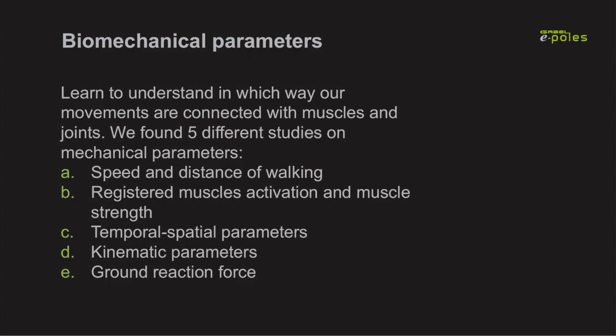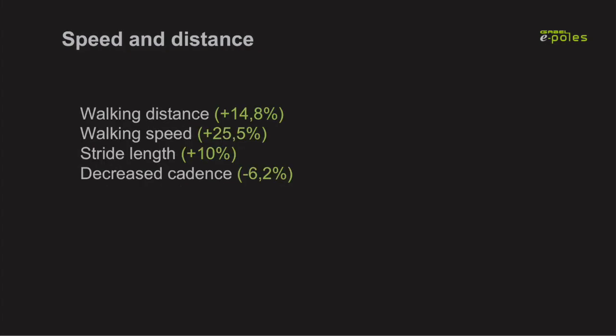And the last part of my lecture about the research into Nordic walking reflects the effects of this activity on biomechanical parameters. These research projects are important to understand in which way our movements are connected with muscles and joints. We can find 5 different studies of mechanical parameters. These are studies of speed and distance of walking, registered muscle activation, muscle strength, temporal and spatial parameters of walking, kinematic parameters, and ground reaction force.